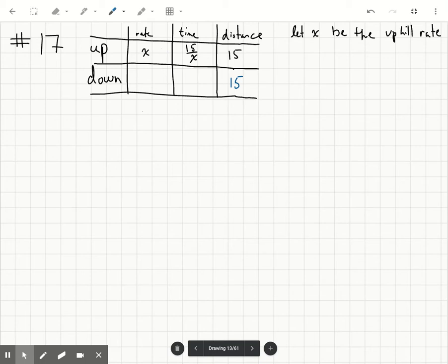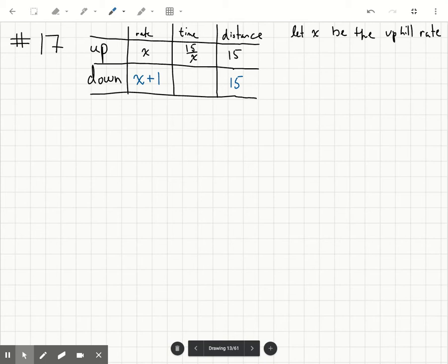When we go down the hill, what does it say? Well, it says that the speed, the rate down the hill is going to be 1 kilometer an hour faster, right? So if it's X going up, then going down, it's going to be X plus 1, right? What else does it say? It says that the speed is going 1 kilometer faster. It says that it will take 30 minutes less on the return trip. So going down would be 30 minutes less.